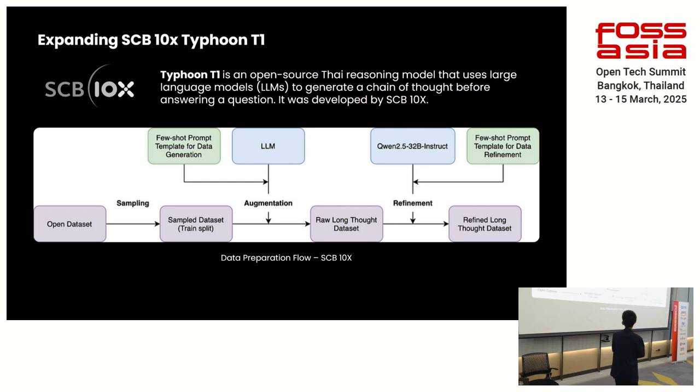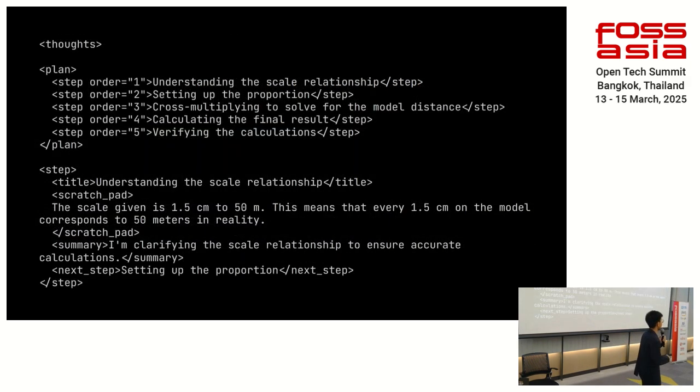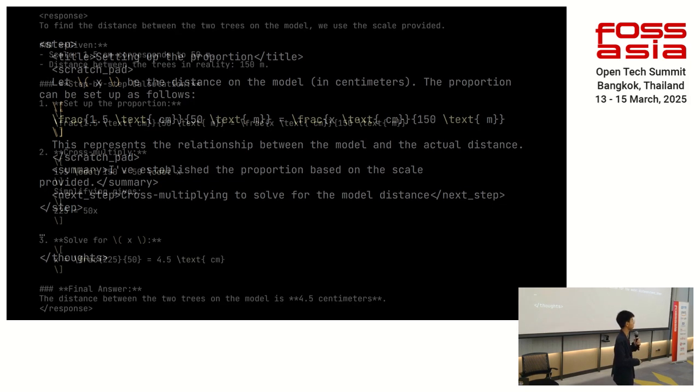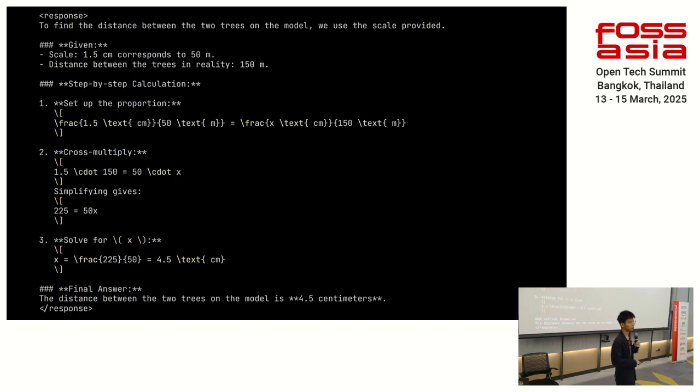Actually, they get data from an open dataset, make a sampling, and do the augmentation with the template that they give. So I will show you the template of it. It will start with dots first. The dots will show the plan first, like steps 1, 2, 3, 4, 5, and then we give you the many steps. Then it stops in the thinking process, and will generate all the process together and give you a final answer.